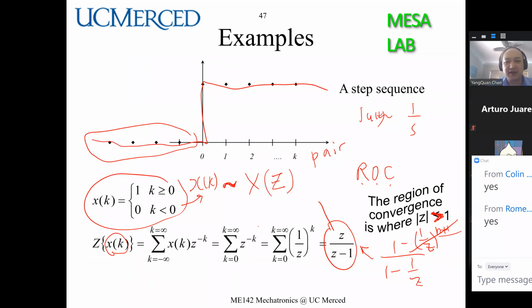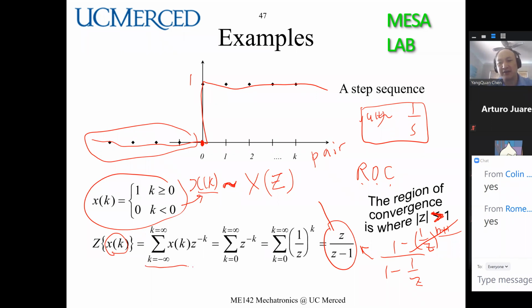Let's do some simple ones. Say, for example, I have a step sequence. Everything before 0 is 0. You can see the dots are here. Also for k greater than 0, it is a constant 1. So there's a 1. Okay. The Laplace transform of u(t) is 1 over s. So this is a Laplace transformation pair. But if we have a discrete x(k), then we can also get X(z) according to the definition.